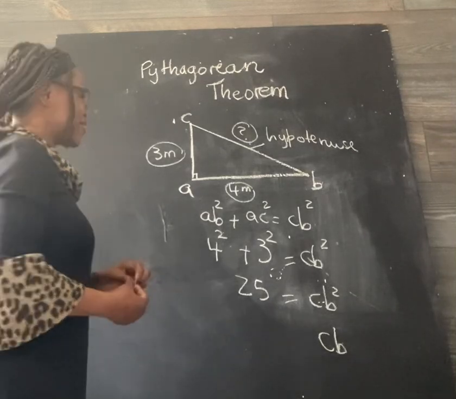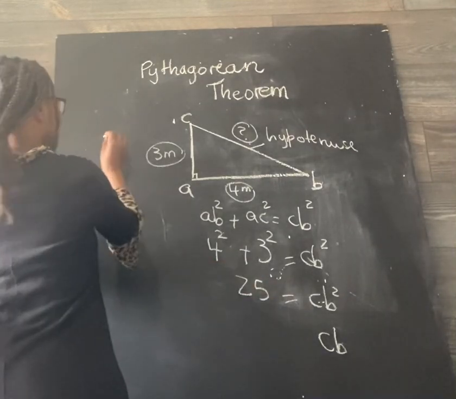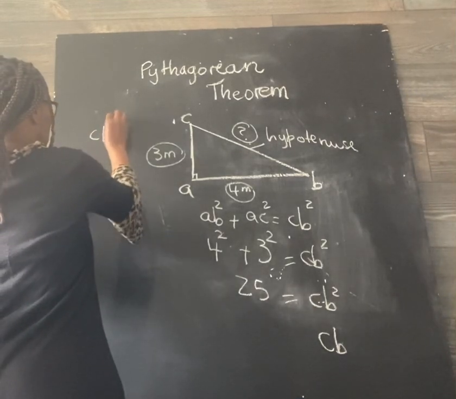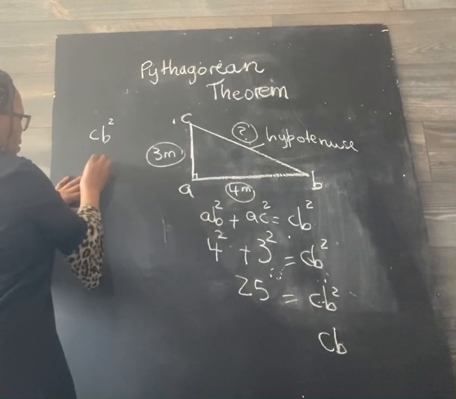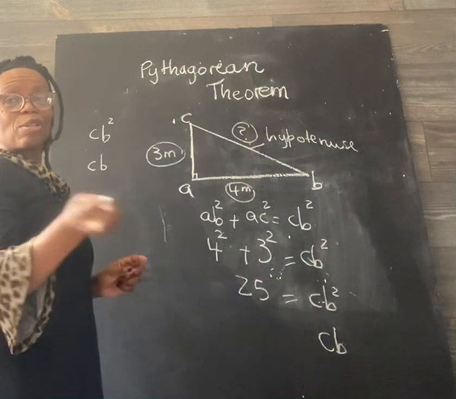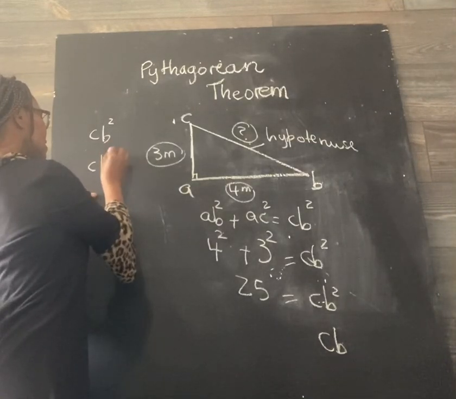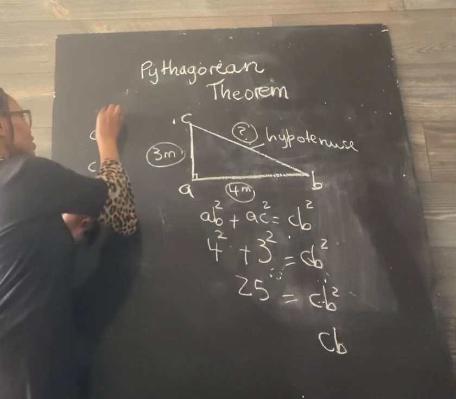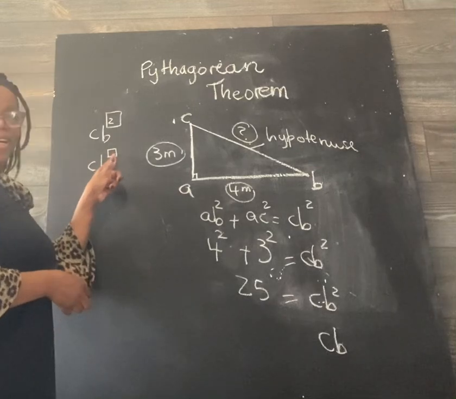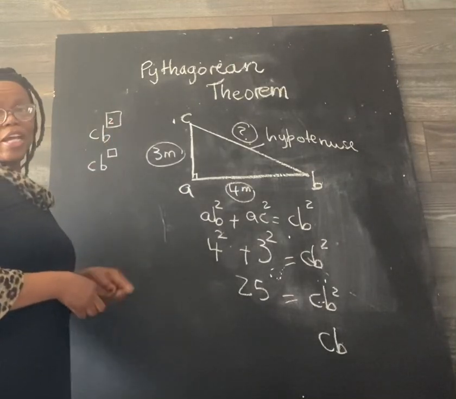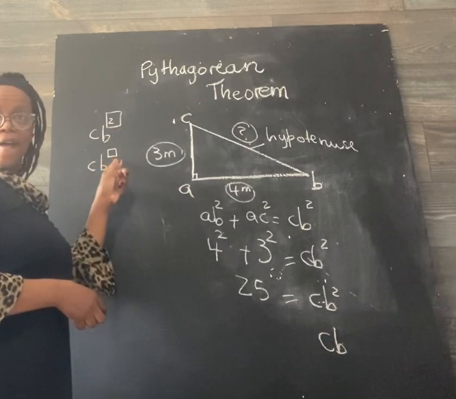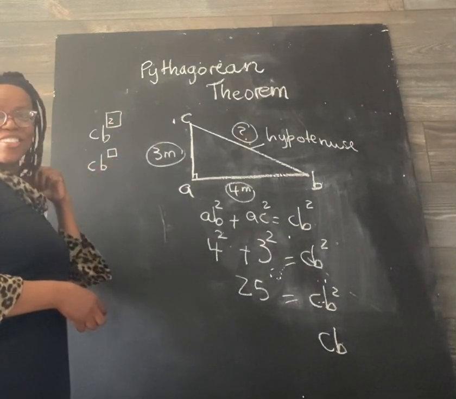Okay, so we are looking at CB squared, and we want CB. What do you observe about these indices here? That index and that index. Yes, this is a 1 and that's a 2. And how would you change that index into a 1? How would you change the 2 into a 1?